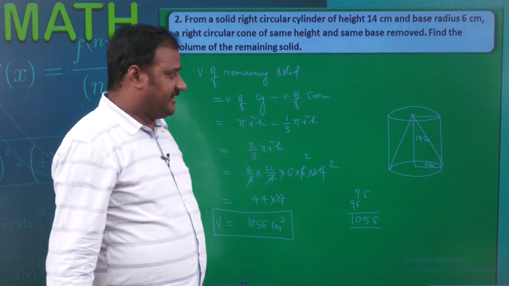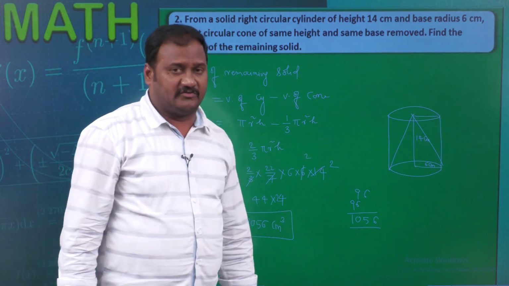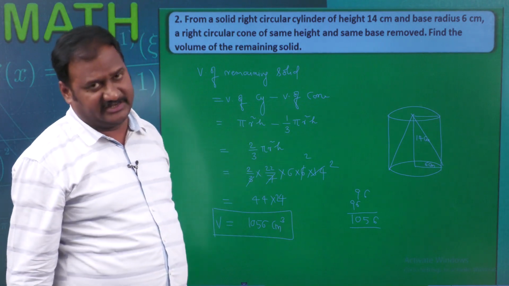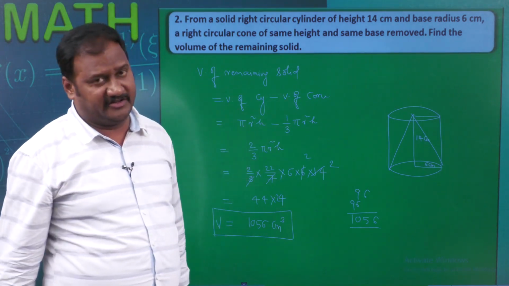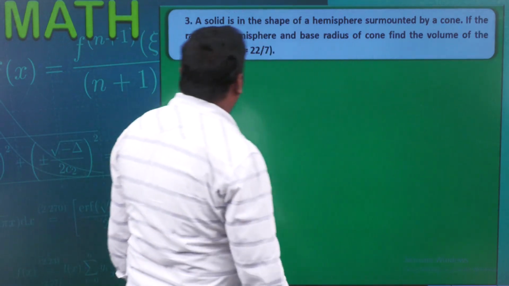You understand? Here the volume of the cone is subtracted from the volume of the cylinder. That is why volume of cylinder minus volume of cone is going to be the remaining volume of the solid. Hope you understand? Right. Coming to the next problem.